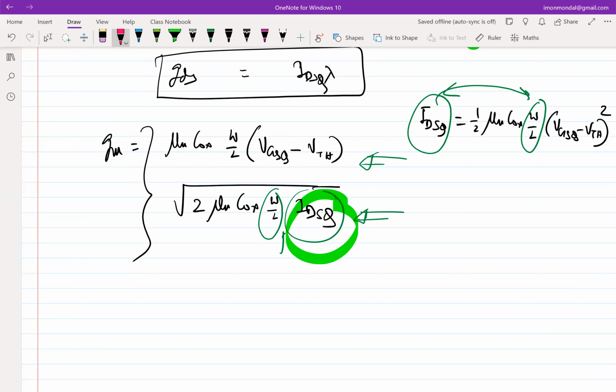What I'm saying is, assume IDSQ is fixed. We haven't seen how to do that yet, so let's assume that somehow magically we have done this. Then after we have done this, we increase W over L by a factor of 4. How much will GM change by? 2 times. Why not 4 times if I look at this equation?